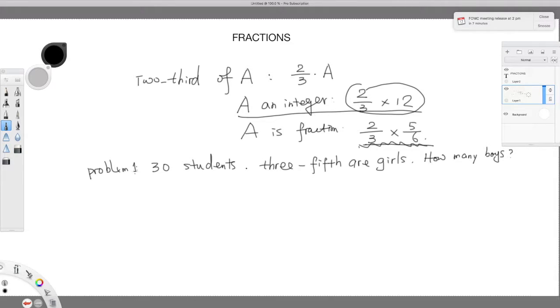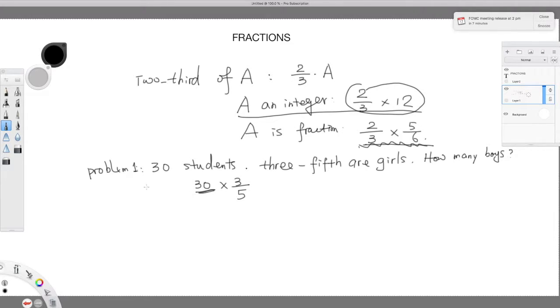Again, I hope you're going to figure it out yourself first, and then let's see how I do this. All right, so one way is we figure out how many girls are in the class, and then we take the total number of students minus the number of girls, and that will be the boys. The number of girls will be 30 times 3/5, since 3/5 of all students are girls and 30 is the total number of students.